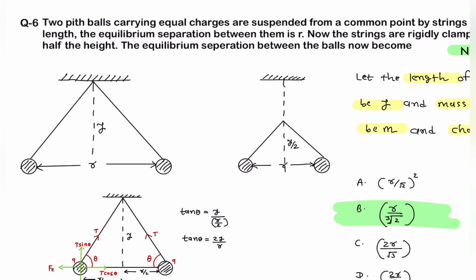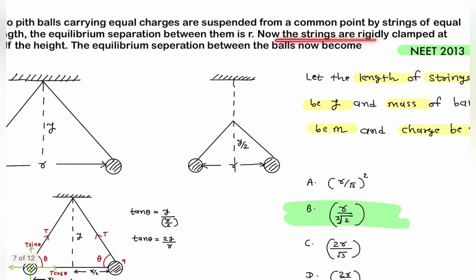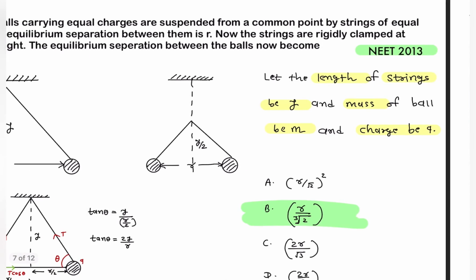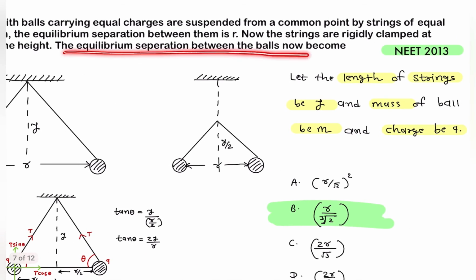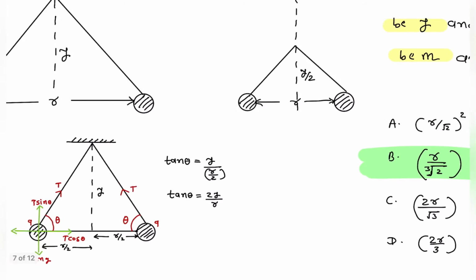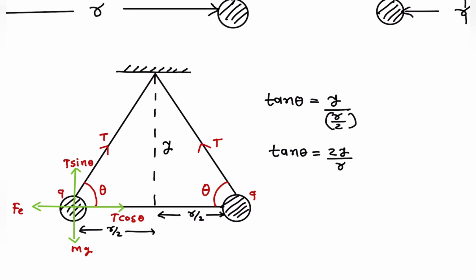Now in the second case, the strings are rigidly clamped at half of the height, that means at Y by 2, where Y was the height in the first case. Now the height is half of the first case. We have to find the new equilibrium separation between the balls. Let the length of the string be Y, the mass of each ball be M, and the charge on each sphere be Q. Here is the free body diagram of the string: in the string there is a tension, which is directed away from the pith ball.